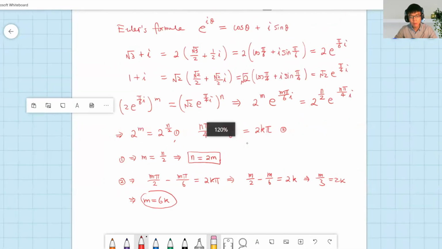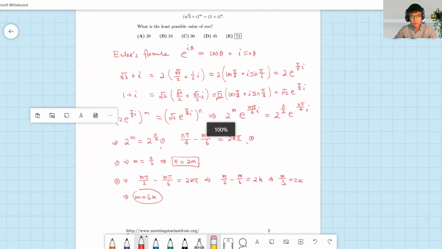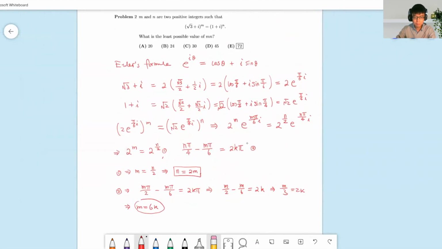Remember, in this problem, we're looking for the minimum possible value of m times n. So we should make m as small as possible, and they are all positive integers. So the minimum value of m is basically 6. It's a multiple of 6 and it's positive, so it's 6. And then we have the minimum value of n. It's always twice of m, so it is 12. So m times n equals 72. The smallest possible product here equals 72.